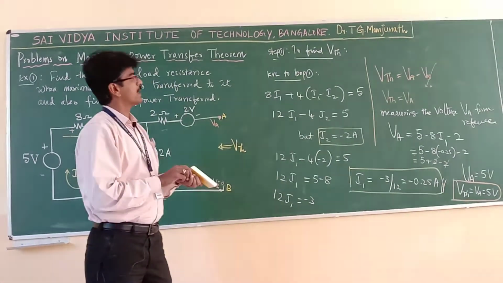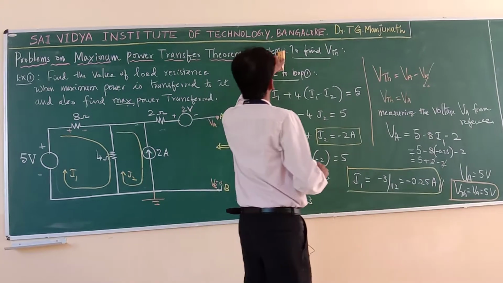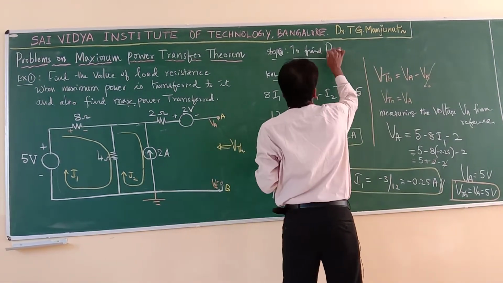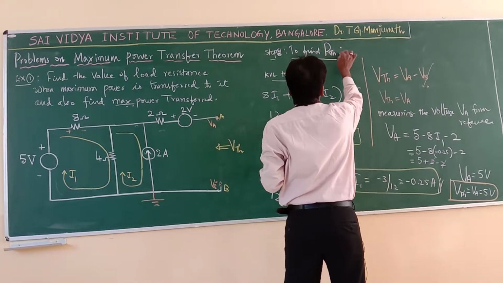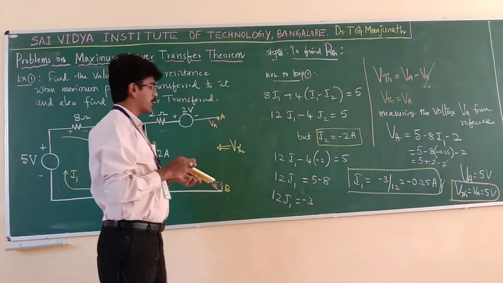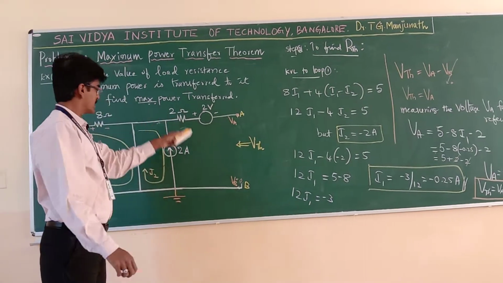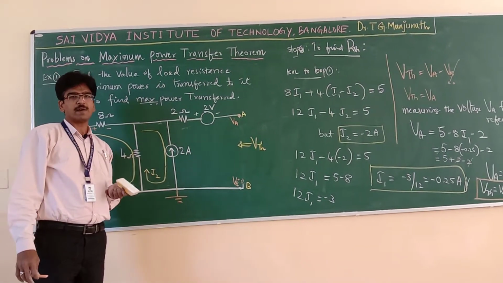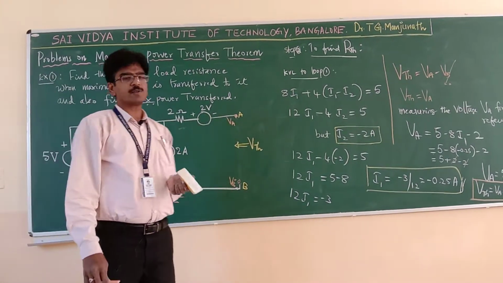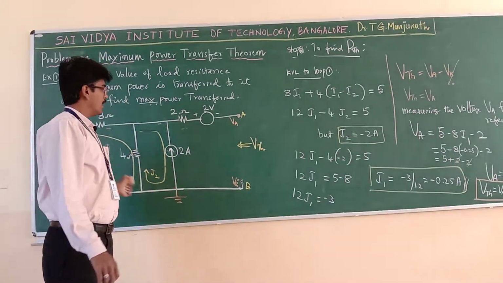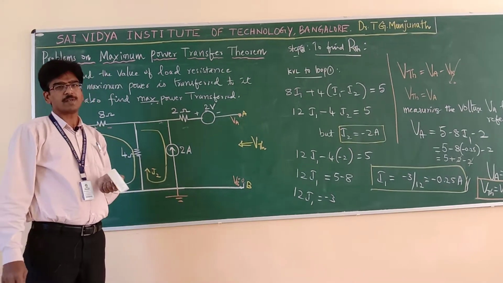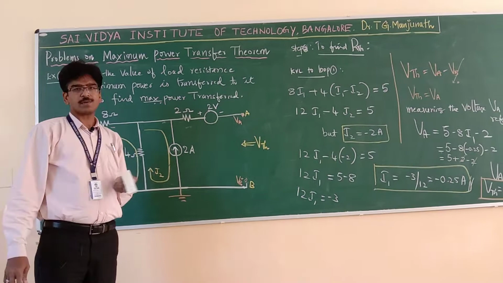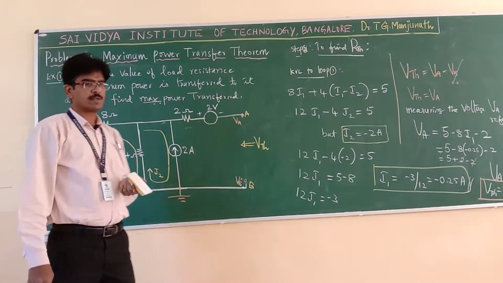Okay, you got the first parameter. Then what is the second parameter you should find? Step 2, to find R Thevenin. How to find R Thevenin? Since in this network you don't have any dependent sources, it is very easy to find R Thevenin. What is the procedure? You have to make all the independent sources 0. Anyhow, we don't have a dependent source, but you have only independent sources. You have to make all the independent sources 0.